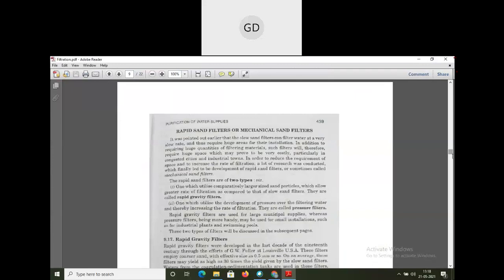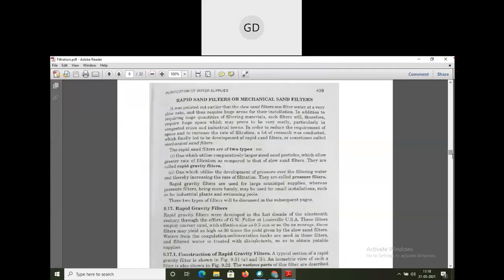Okay. So now coming back to rapid gravity filters. You already know why the slow sand filters are not used and why these rapid gravity filters are being used nowadays. Yes, already the reason you know.